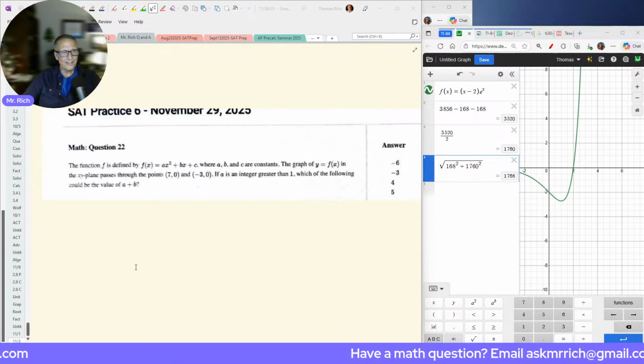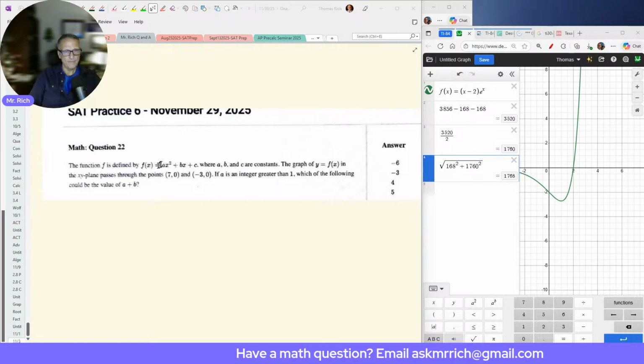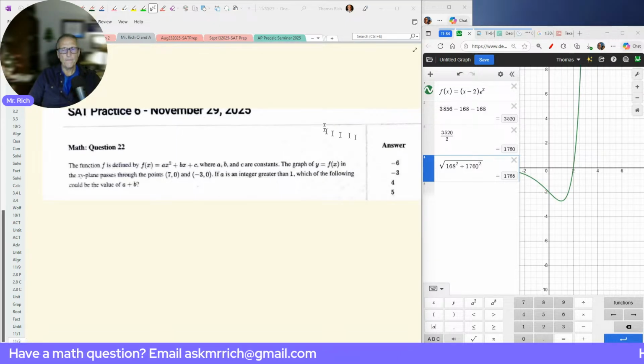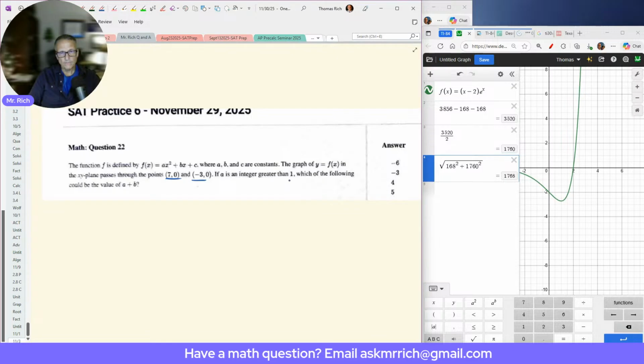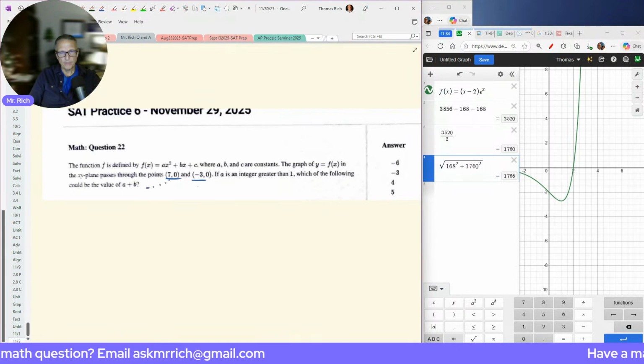It says here that the function f is defined by ax squared plus bx plus c, where a, b, and c are constants. The graph in the xy plane passes through those 2 points. Those happen to be x-intercepts. If a is an integer greater than 1, which of the following could be the value of a plus b?